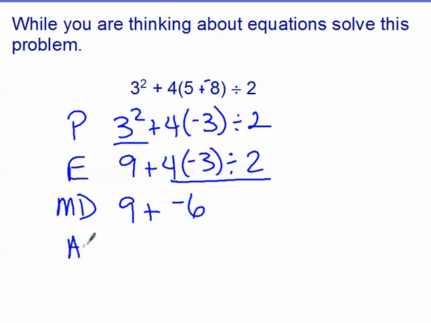Now we're ready for our add subtract. Well, our signs are different in this problem, so that means we're going to subtract. So 9 take away 6 is 3, which is the answer. Okay? So when we think about order of operations, we're simplifying this expression down to an answer. Well, in an equation, we already know the answer. It's just there's going to be one little spot missing, and that's what we're going to be looking for.